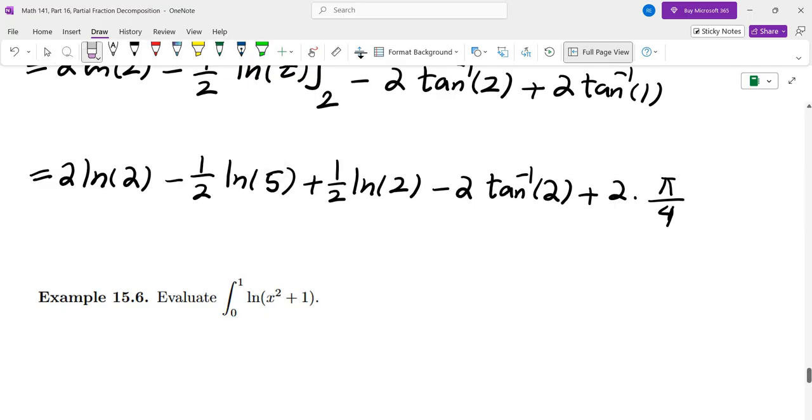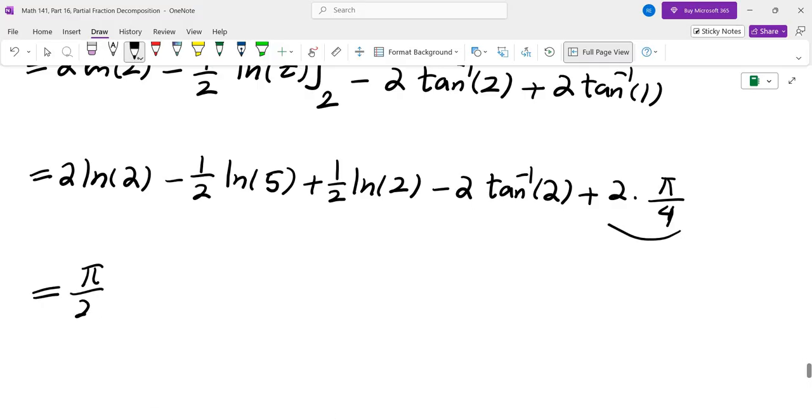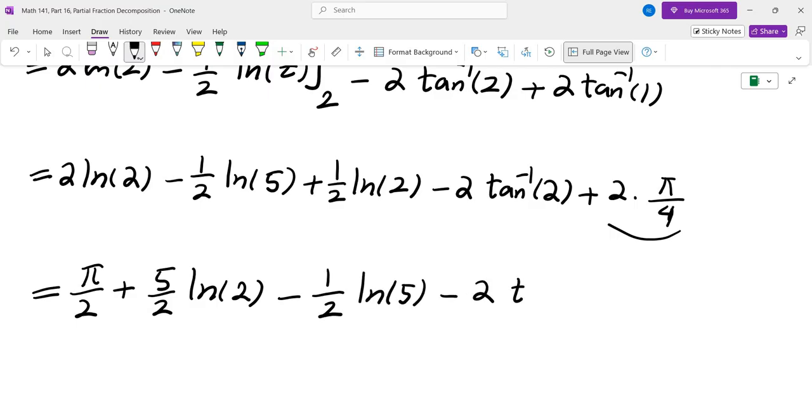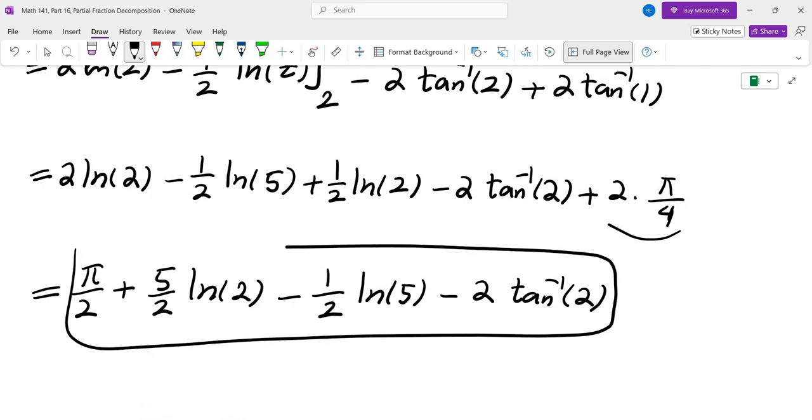So let's simplify this and see what we get as the final answer. Well, this one is pi over 2. I'll just put it at the beginning. Then I have 5/2 natural log of 2. Then I have minus 1/2 natural log of 5. And then eventually I have 2 natural log of 2. So this will be the answer to this problem.